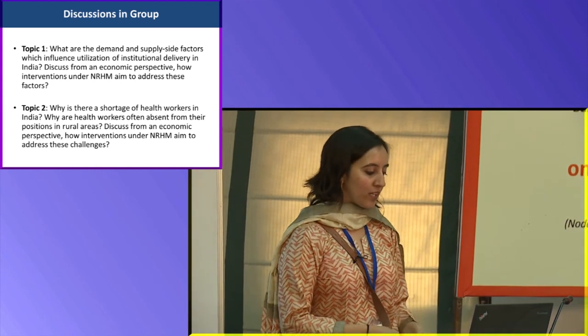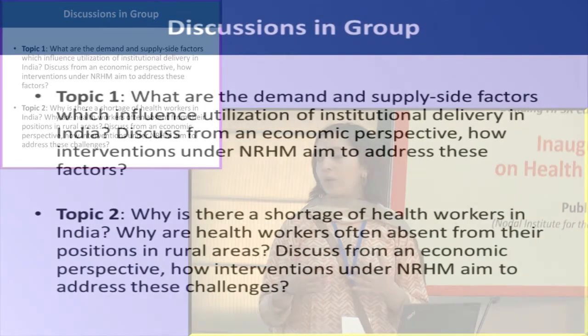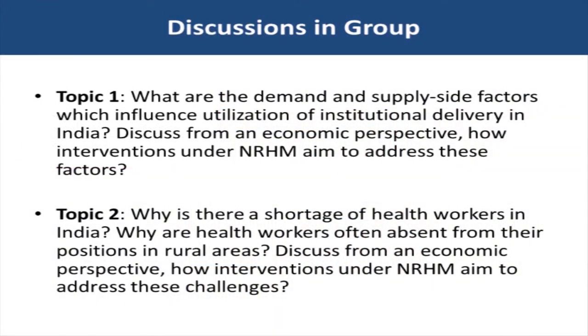What we would like you to do is get into groups of four or five people each. We have two topics here. One is, what are the demand and supply side factors which influence utilization of institutional delivery in India? And discuss from an economic perspective how interventions under NHM now address these factors.